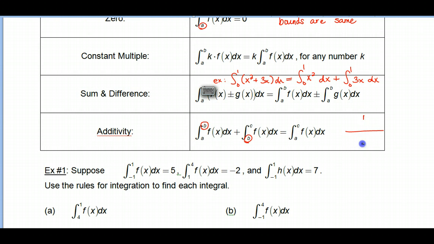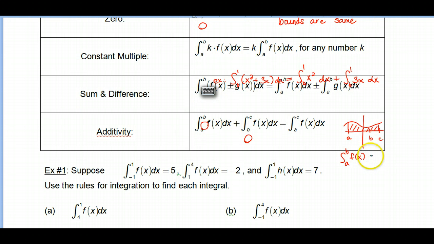Let's say I have a graph. Here's A, here's B, and here's C. If I'm considering the integral, I'm looking at the area under the curve. So would you agree that the area under the curve from A to B plus the area from B to C is equal to the whole thing? That's all. The f of x is just whatever function I'm using. Can you give an example with the numbers?